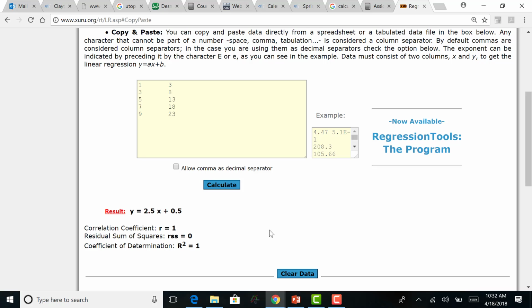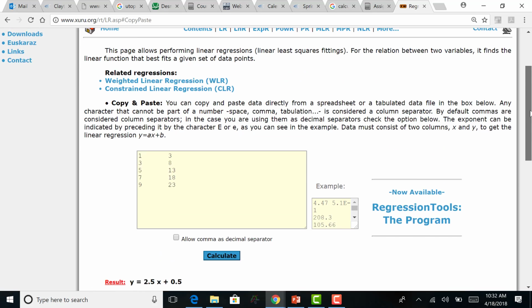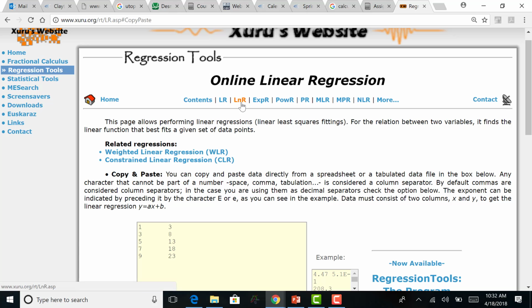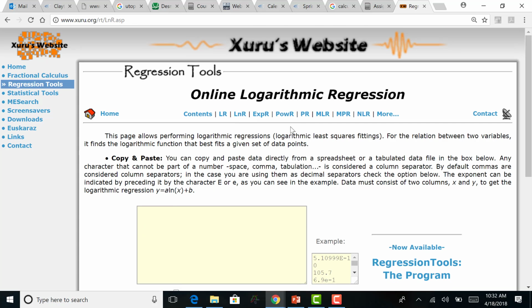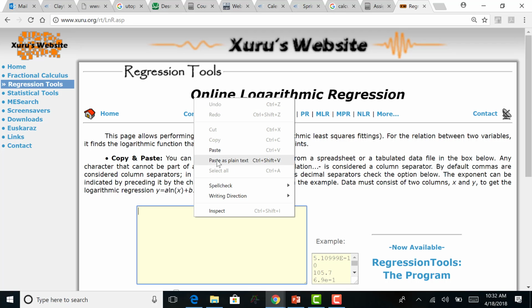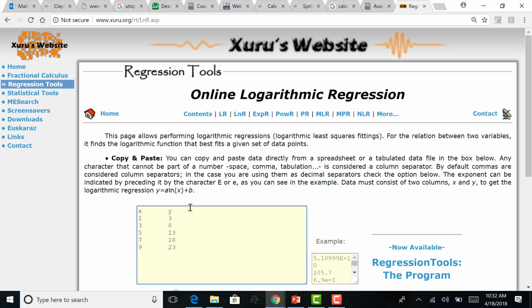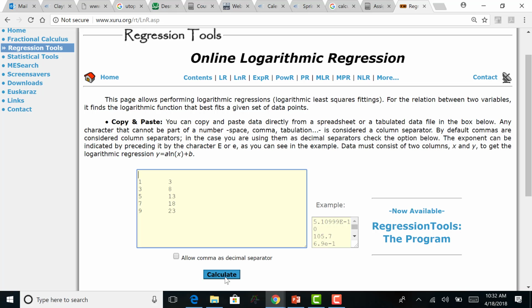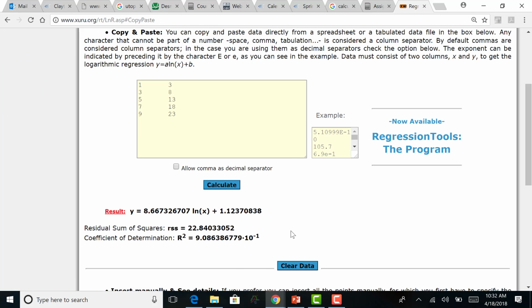Alrighty, what kind of equation do we need next? The log. Which one of these buttons do you think I'm going to pick? This one. There we are. The LNR is for logarithmic. Paste my data. There's my data again. I'm going to delete out the X and Y, hit calculate. There's my equation. Whenever it writes the equation, it puts natural log as the LN. Doesn't matter, that's fine. You're going to type it the same way.